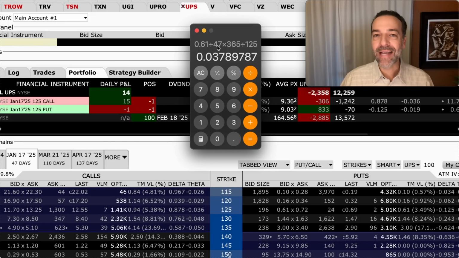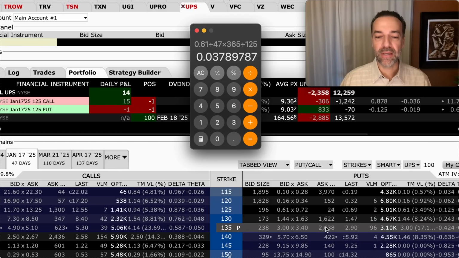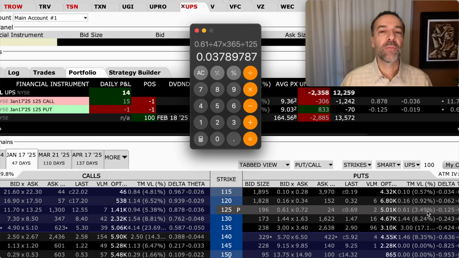Then to annualize that, we multiply that times 365. Then you divide that by the strike price of 125. When you hit the equal sign, you see it equals 0.037, or 3.7%. That's pretty close to the calculation they have here of 3.49%.